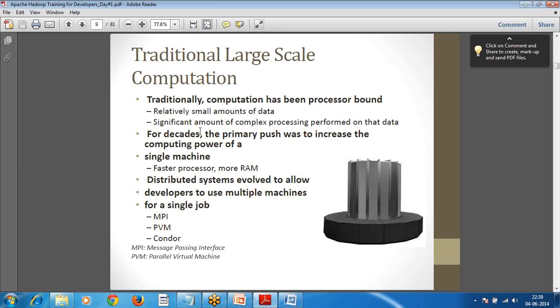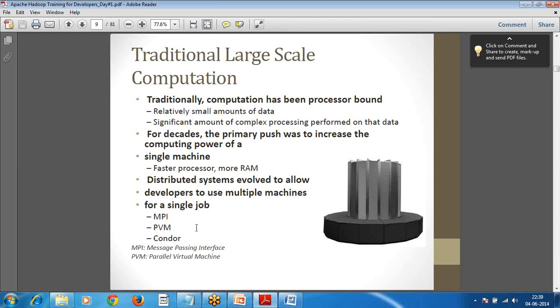That caused distributed systems to evolve. When I say distributed systems, that means you have multiple machines working in parallel. The data is pushed to all the machines in parallel, and your processing happens simultaneously on all those machines. That is what a distributed system is. So for a single job, we used to have multiple machines which processed the entire job effectively. MPI, PVM, and Condor are some of the older distributed systems.